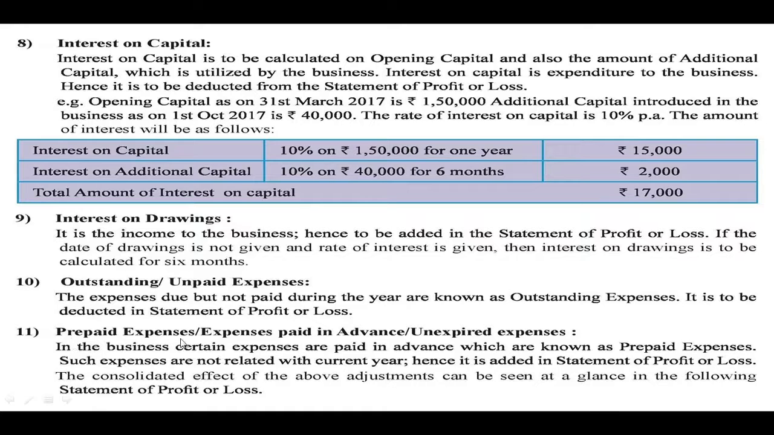Then prepaid expenses or expenses paid in advance. Now these expenses are paid in advance for the next accounting year, for which the businessman is going to receive the benefit. Something that is receivable is an asset of the business. So therefore prepaid expenses are added in the statement of profit or loss.